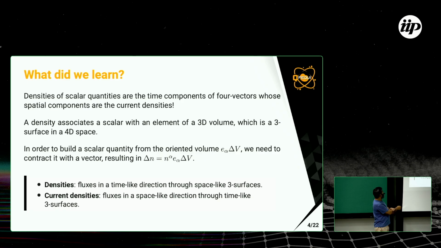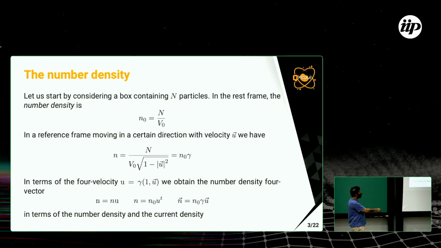So this 3D volume lives in a 4-dimensional space. It doesn't matter if it's just space or space-time. It's just space. So in order to do this, we just build this quantity with the density. So densities, we conclude, are fluxes in a time-like direction. We just saw this. It's just a thing that's here and just flowing in the direction of time, but not moving in space. So this is a density.